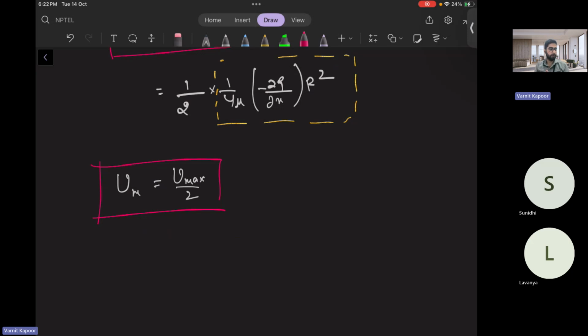This is for a laminar, fully developed pipe flow. Now we have got the mean velocity, and we can directly get the discharge also now. So, the discharge equation.